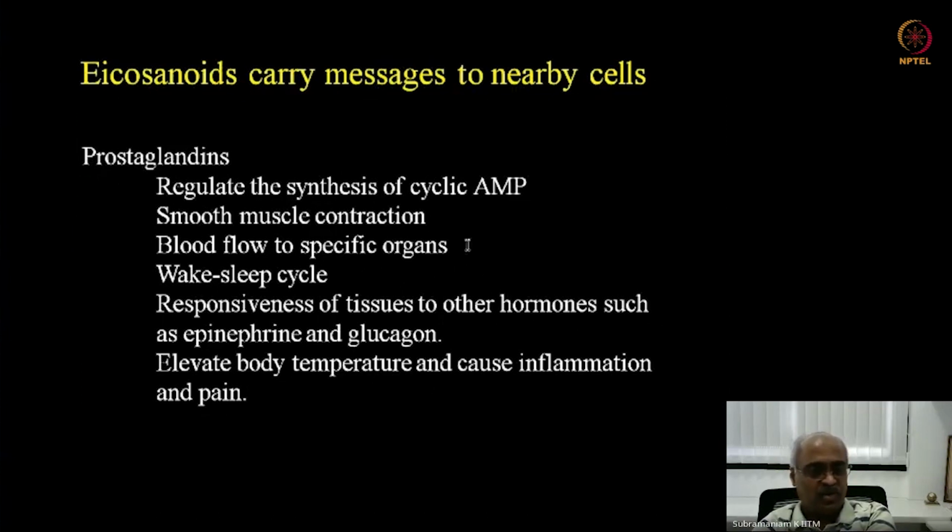In addition to this role on smooth muscle contraction, they are also important for the wake-sleep cycle and the responsiveness of tissues to other hormones such as epinephrine and glucagon. You're not going to learn about them, so don't even worry about it. So they are hormones regulating processes in the body, and body temperature elevation when you have inflammation and pain. So if you have an inflammation and pain due to some infection and you want to control that, you block prostaglandin. So temporarily you are relieved from the pain and inflammation.